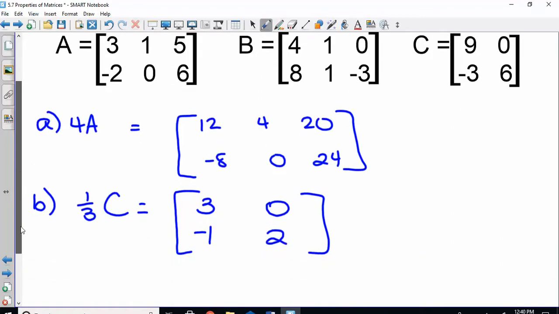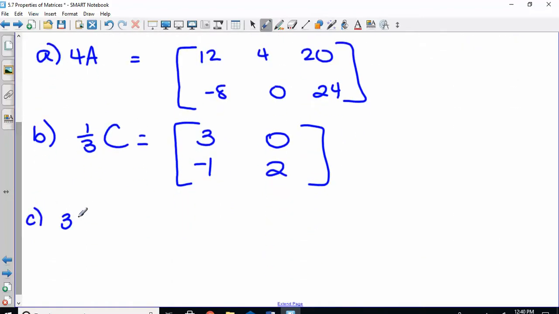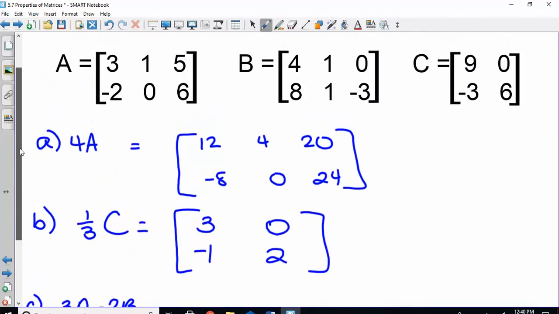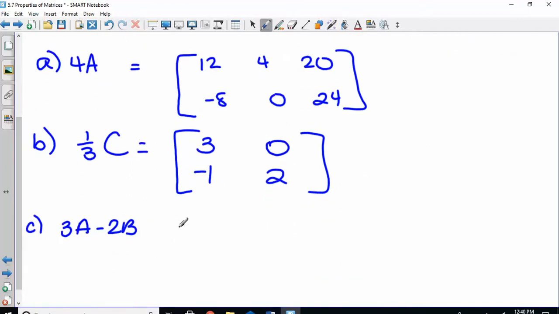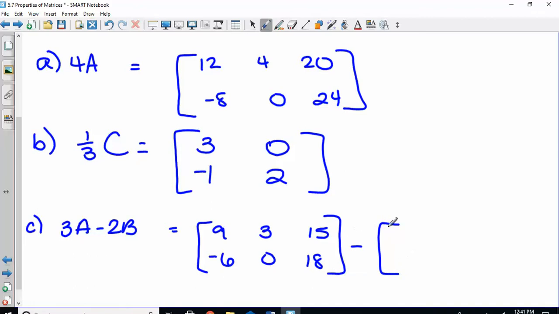The last one, I asked for 3A minus 2B. Okay, you may not need to show work here, but if you're at all confused, we could go ahead and write down what 3A would be. So if I just did that, everything in matrix A times 3, what do I get for my first row? 9, 3, 15, and the second row would be negative 6, 0, 18.